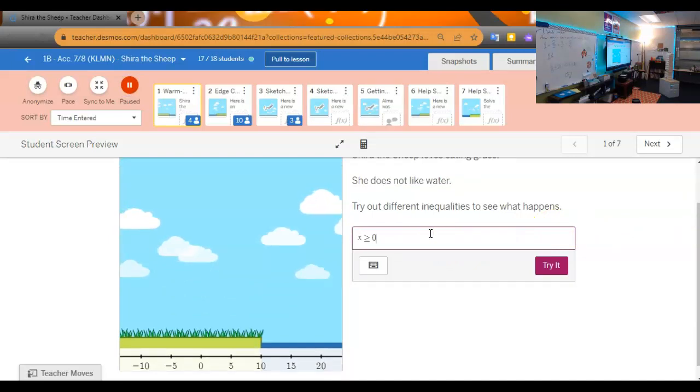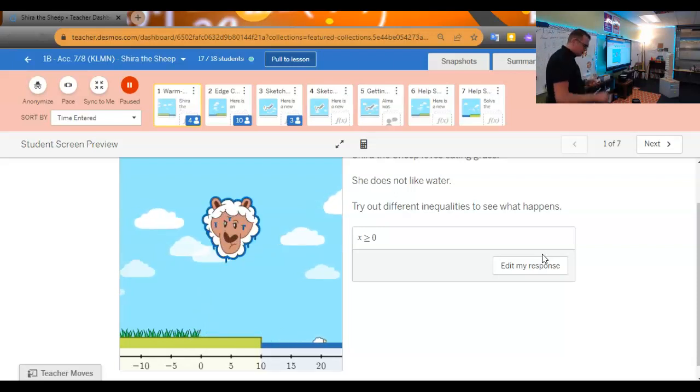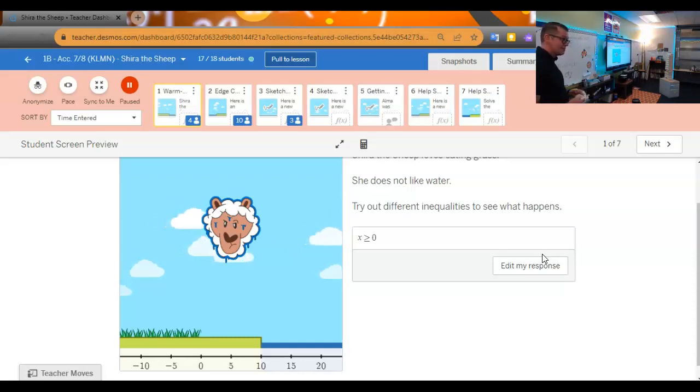When I hit try it, what is going on here? And do we like what is going on? Shuffle up and Cora. Do we like that? No. So have you figured out how to make Shira happier? Less sad. Do you want to keep talking or you want to pick another card? Vivian, what did you do?